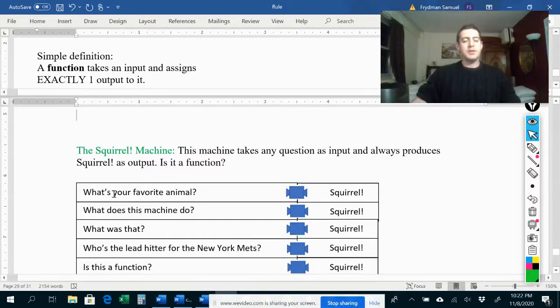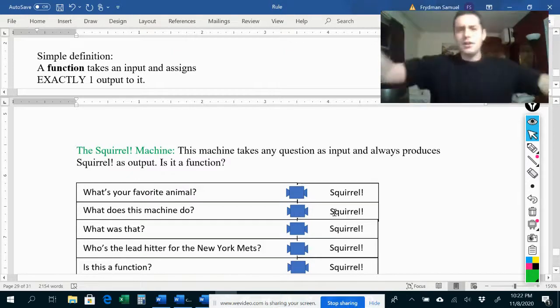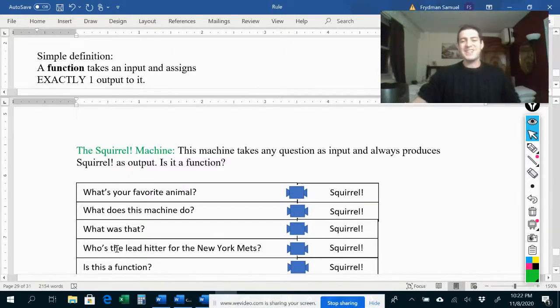If we input the question, what's your favorite animal, into this machine, the machine cranks it up and then spits out squirrel. What does this machine do? Goes into the machine and then outputs squirrel. You can tell I'm really enjoying this. Who's the lead hitter for the New York Mets? Squirrel! Is this a function? Squirrel!